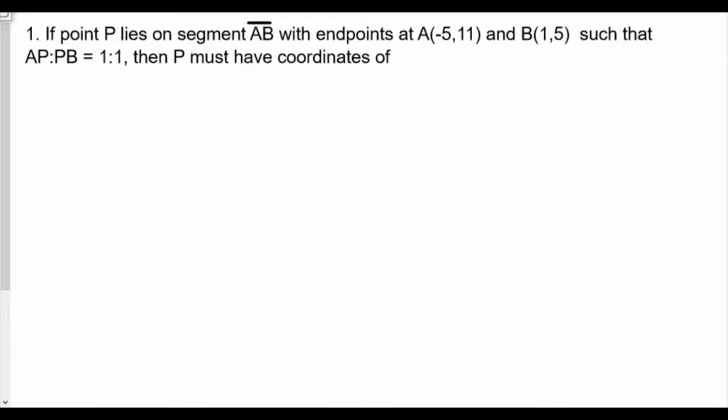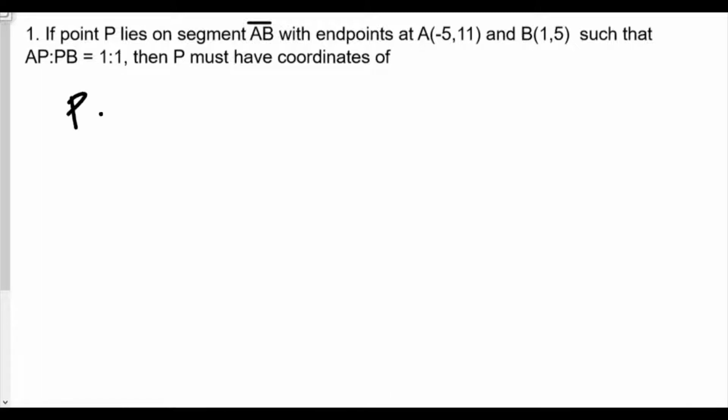It says, if point P lies on segment AB with endpoints at A (-5, 11) and B (1, 5), such that AP to PB is 1 to 1, then P must have coordinates of what? Well, if its ratio is 1 to 1, that would mean in this case that the segment AP and the segment PB must be equal. So point P must be the midpoint here.